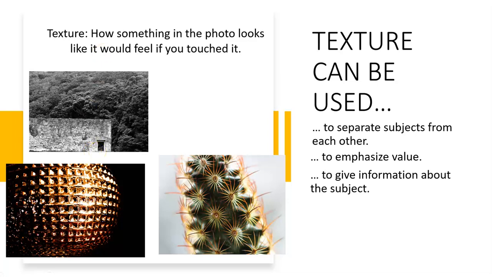It can also be used to emphasize value. So if we look here, there's a very big difference between this kind of bronzy color and the very dark background. And it can also be used to give information about a subject. We can tell here that this is probably a prickly cactus because of how close up this photograph is and because of the texture that we see. Please make sure that you copy everything that you see on this slide before moving on.